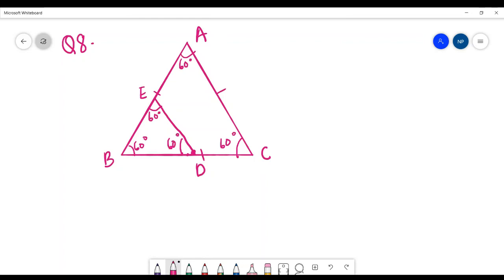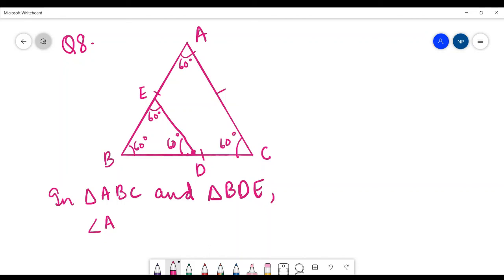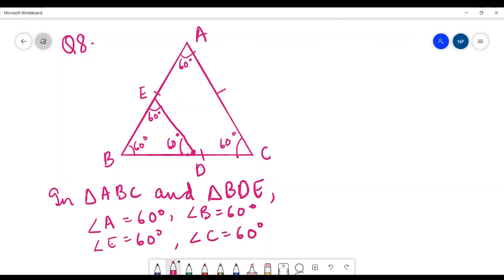Is that clear? Now, since all the angles are equal over here, we can say in triangle ABC and triangle BDE, angle A is equal to 60 degrees, angle E is equal to 60 degrees, angle B is equal to 60 degrees, angle C is equal to 60 degrees, and angle D is also equal to 60 degrees.